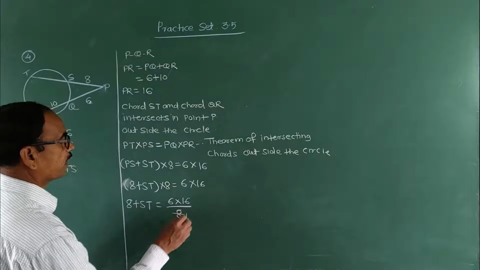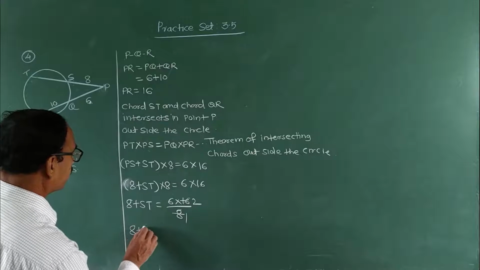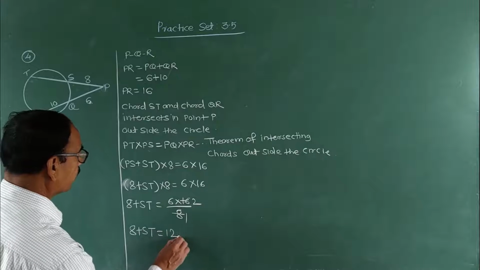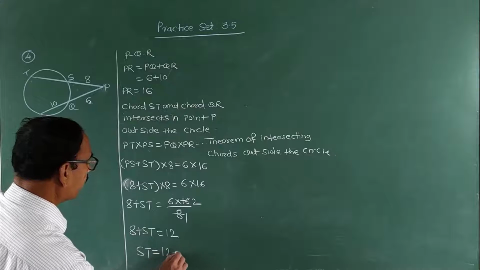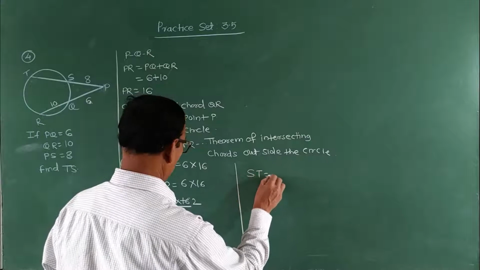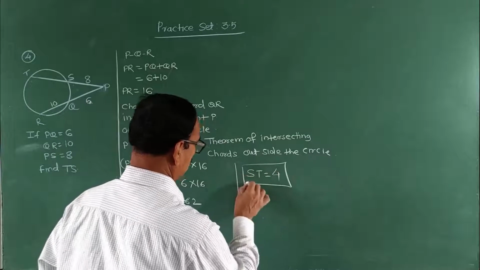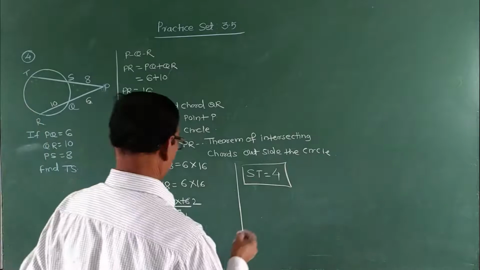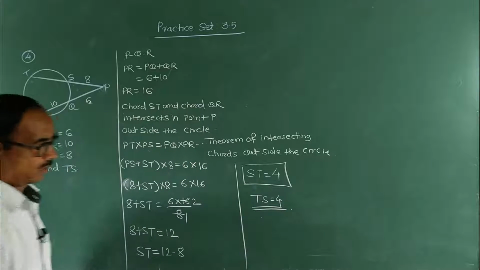So 8 1s are 8, 8 2s are 16. So here we will get 8 plus ST equal to 6 into 2, that is 12. And ST will be equal to 12 minus 8, that is 4. So ST is equal to 4. We were asked for TS. TS is 4. This is our answer.